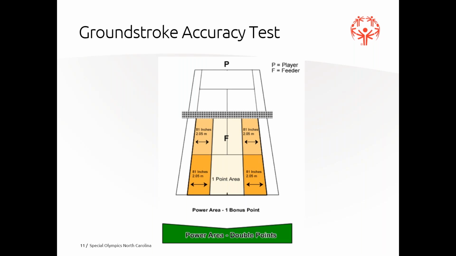Now that you have your line set for the ground stroke accuracy test, go ahead and set your power area as well. That will be the same as we outlined in the previous slide. It is 15 feet out from the side and 16 feet out from the center of the court at the service line. And that will create your power area, which is worth double points.